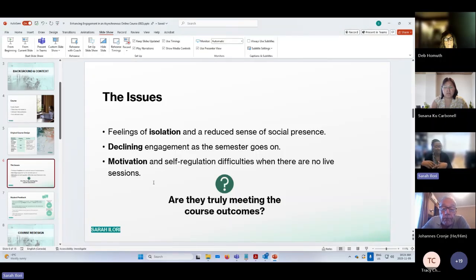There was also a feeling of isolation for some of the students, a lot of declining engagement, and the students were not as motivated because again there were no live sessions, so it was hard to keep track of their learning and their readings for this course. And then the question for me was, are they truly meeting the course outcomes? Or is this just an academic paper and just writing about different things in this course? Or are they really engaging in what it means to care for a family as a nurse?